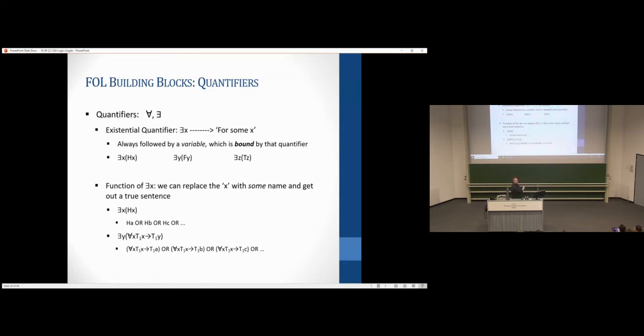And just like the universal, we can also use it in complex sentences, and it performs the same function, whether it's a simple one or a complex one. So, again, the difference between the quantifiers. The upside down A is everybody. Everybody's satisfying it. You can replace the variable with every single object. The E just only needs one. It's just some.